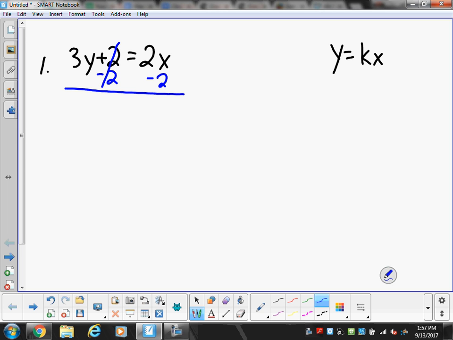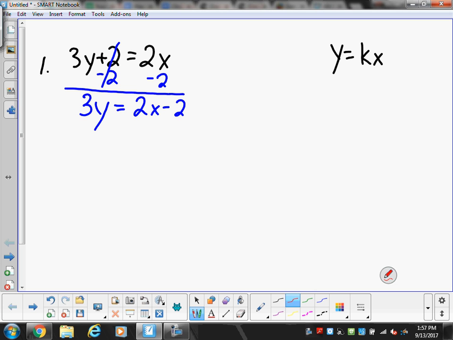Now, I'm going to remind you, as many times as I possibly can, you cannot add and subtract two terms that do not have the same variable. So when I pull this line down, it's going to be 3y equals 2x minus 2. I cannot combine those two and say it equals x, or it equals 0x. Those are not like terms. I cannot add or subtract them together.